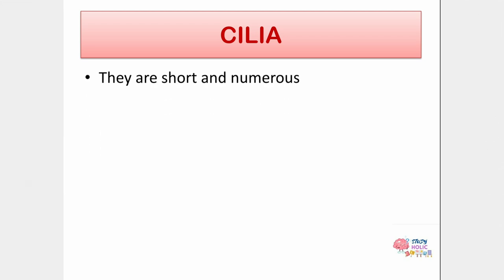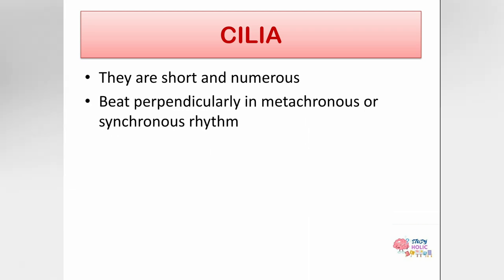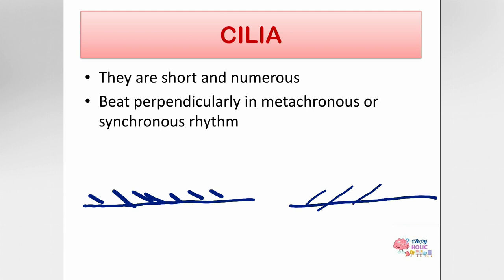The cilia are short, and as a result of the short size, they are numerous. And their rhythm is basically they beat perpendicularly in metachronous or synchronous rhythm. So what is the metachronous movement? Let's draw a row over here. This is a row. Here are all the cilia. These are the cilia. And when they move one after another, this movement is known as metachronous movement.